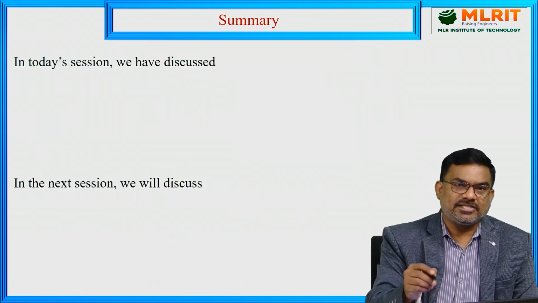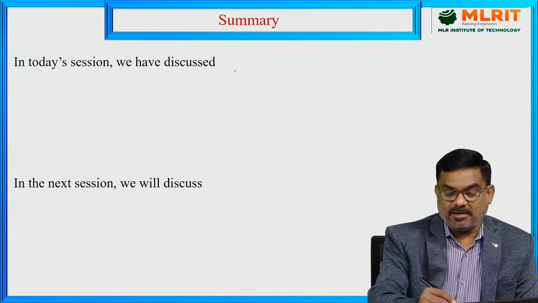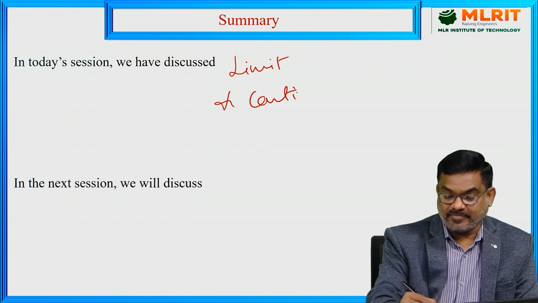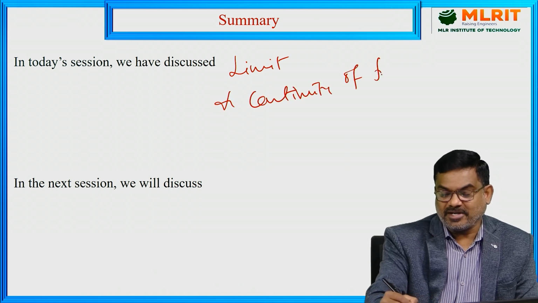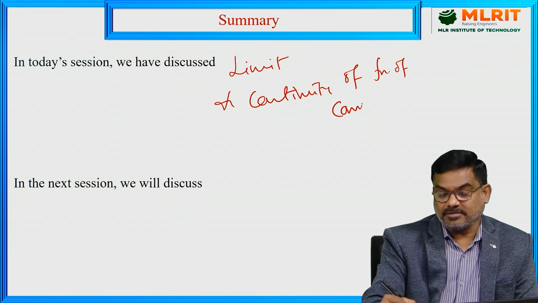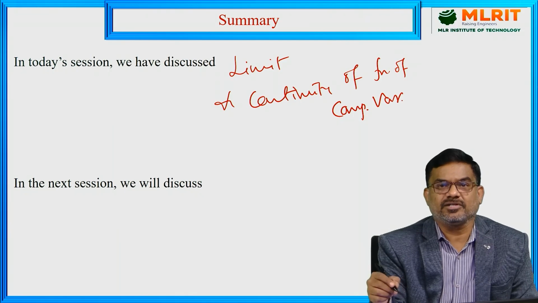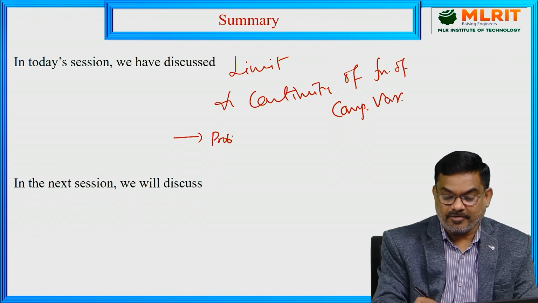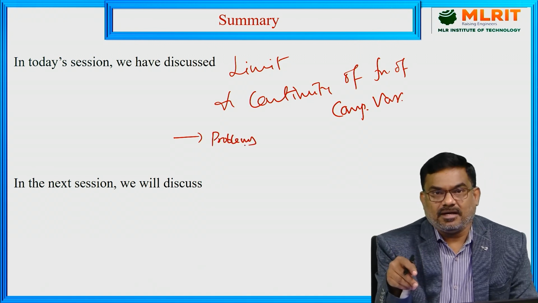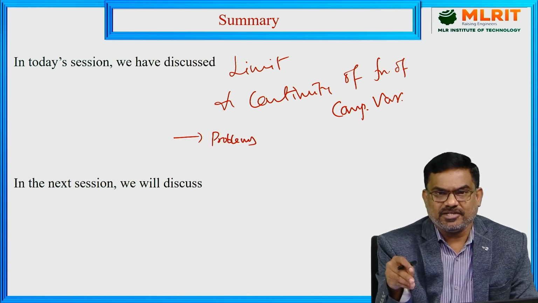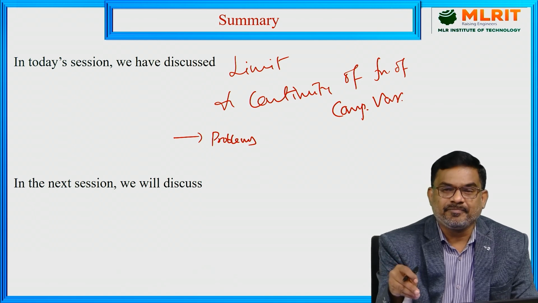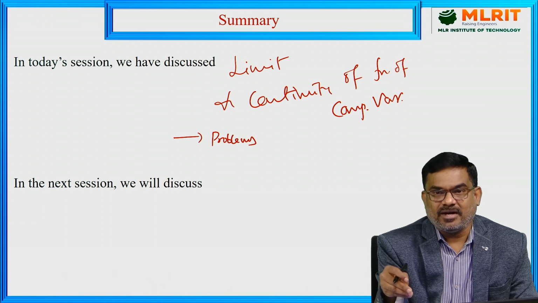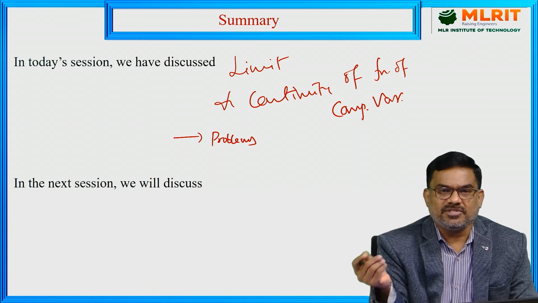So in today's session, we have discussed the limit and continuity of a function of a complex variable, the limit of a function of a complex variable. And also we have solved some problems on finding whether the function is continuous or not, finding the derivative, and also finding the value of the complex function at a given point z equal to some z naught.